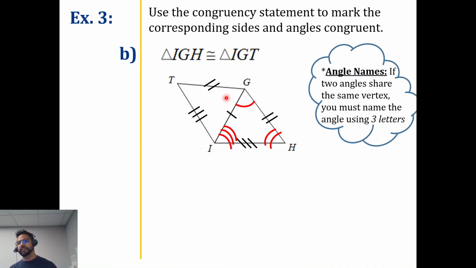It says right there, if they share the same side, the same vertex, meaning the center point. So the side was the mark 1. The center point again, you gotta have it. So you can't just say angle G matches up with angle G, because I don't know where you're talking about, because they're the same letter, same vertex. Gotta use 3 letters to help us out.